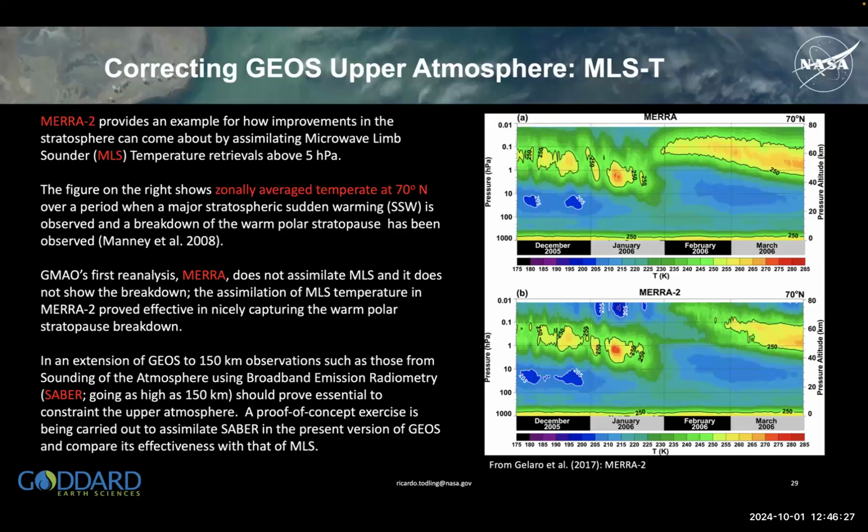So we did that. A particular example that is actually published elsewhere shows the zonally averaged temperature at 70 degrees north, in a period in January to February of 2006, when there is a sudden stratospheric warming. There's a breakdown of the polar stratopause, and MERRA just essentially goes on merrily without that breakdown, whereas the MERRA-2 system shows the breakdown rather nicely. So we said, okay, can we redo this with a more modern version of everything, because both MERRA and MERRA-2 are now a little bit outdated.